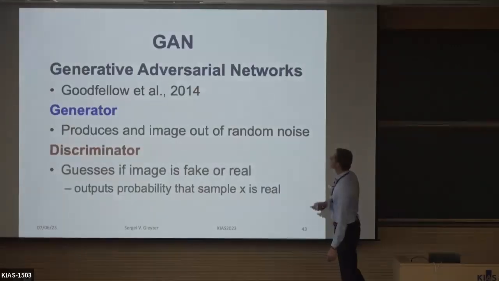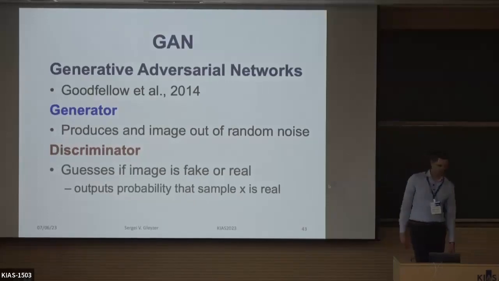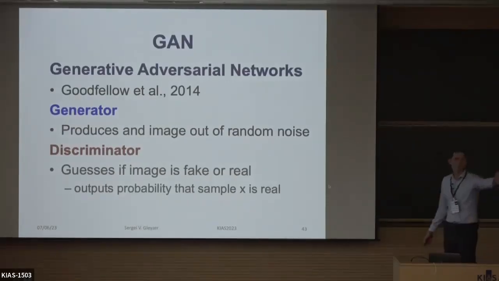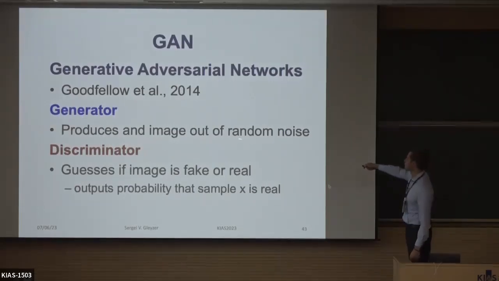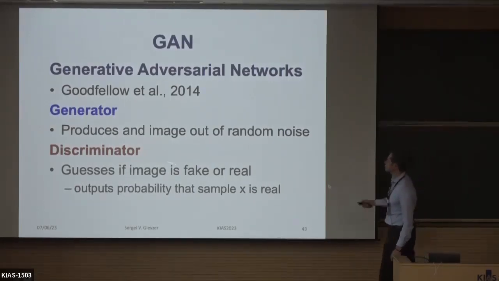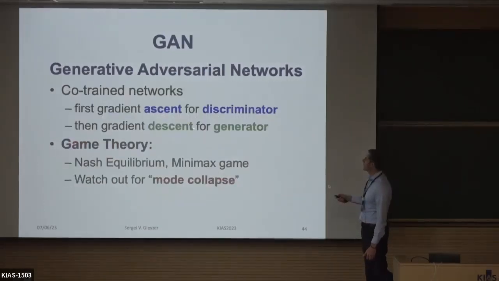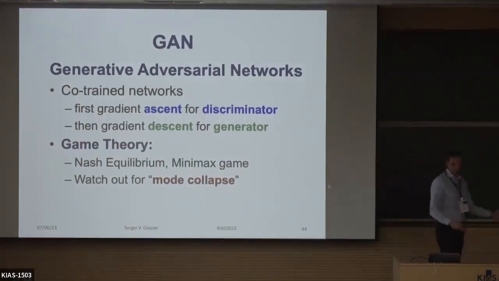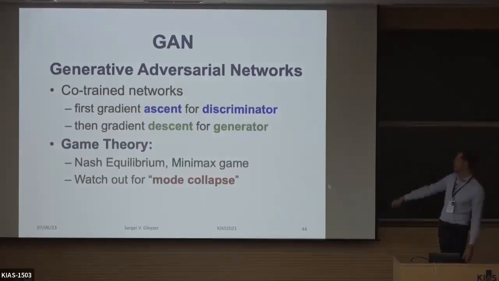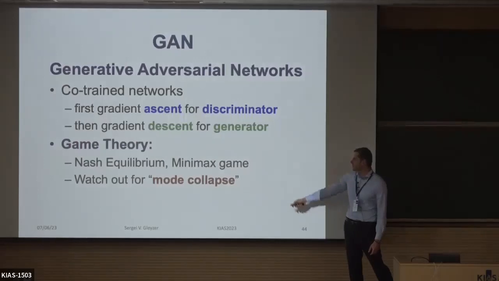The classical GAN has been around for almost a decade. It's the idea of Ian Goodfellow and others, as you've heard about in Ramon's talks. The idea is that you want to produce an image out of random noise in the generator, and the discriminator guesses if it's fake or real, ultimately giving you a probability. You do gradient ascent for the discriminator and gradient descent for the generator. There are different variants of this, but ultimately it's a game theoretical problem, a so-called minimax game, with a Nash equilibrium.